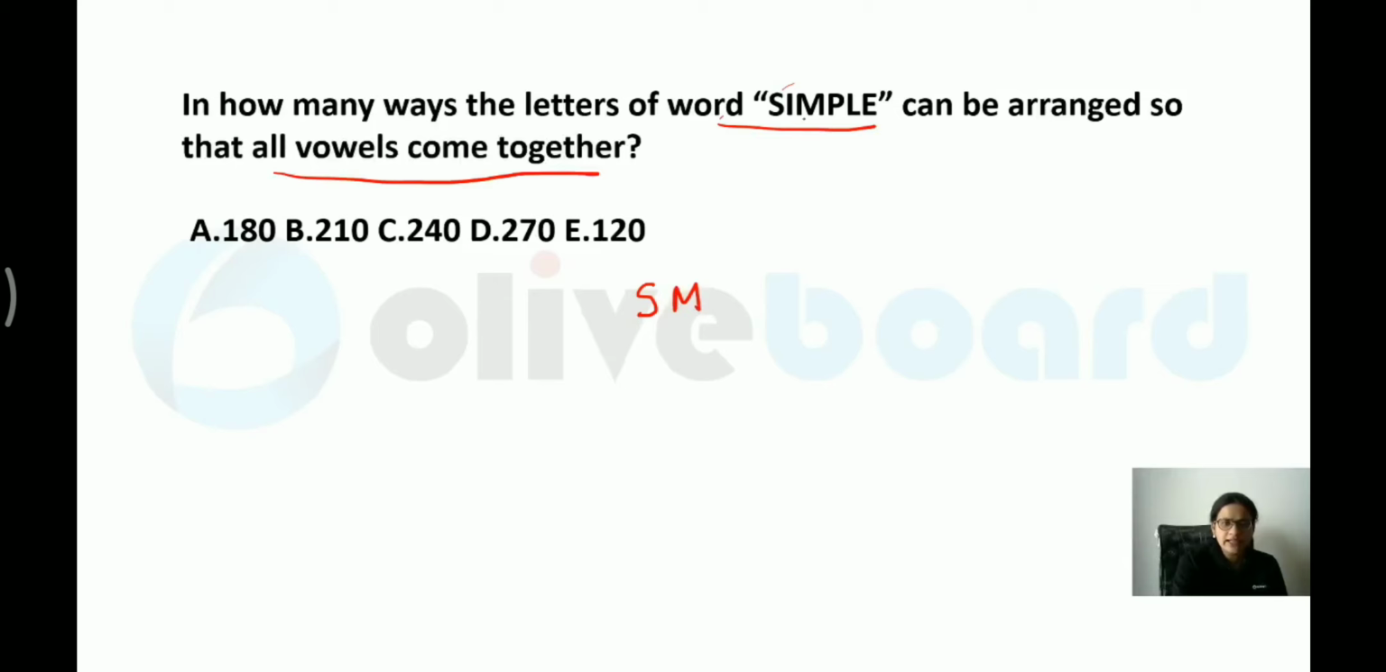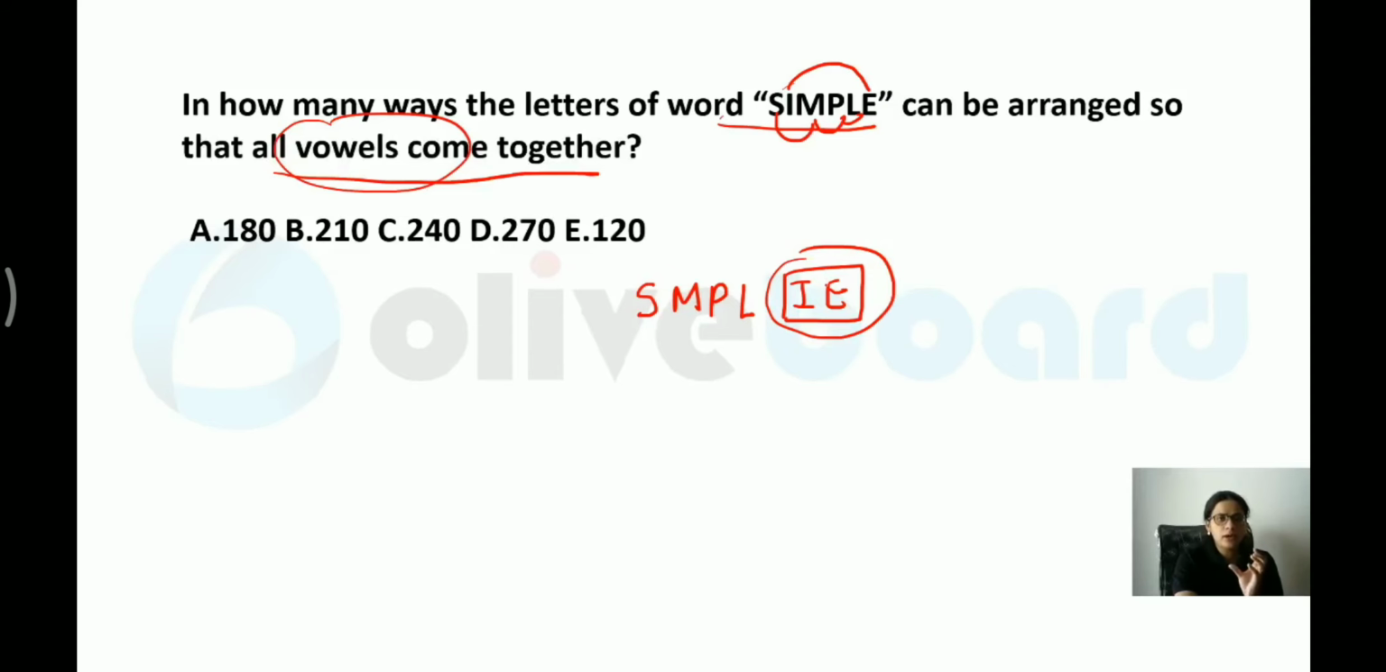So how many letters are there? S, M, P, L. These are consonants. And how many vowels are there? I and E. So write I and E in one block. Whatever vowels you want together, you have to write them in one block. Now you count this one block as one letter. Are you getting it? Whatever vowels you have put in one block, count that block as one letter.